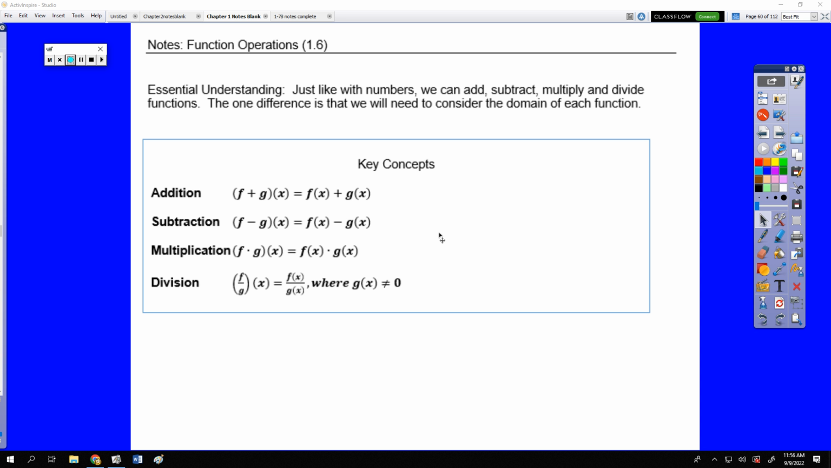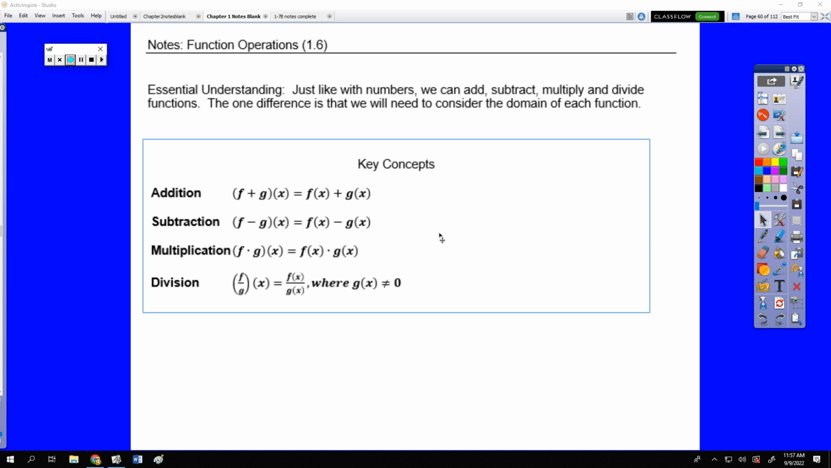This is especially complicated when you do division. F of x divided by g of x. Remember that g of x would not be allowed to equal 0 at any point. So any x value that would result in a g of x value of 0 would have to be excluded from the domain of f divided by g of x.